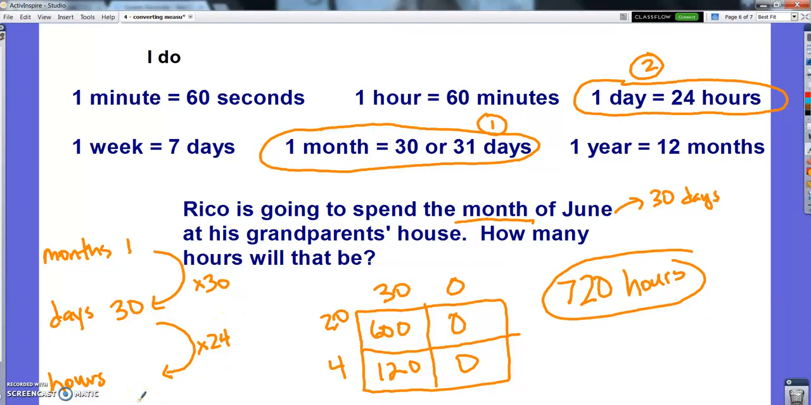It's not as easy and simple as the metric system, unfortunately. King Henry is pretty nice. The metric system's real easy and fast to convert. Once you get to the customary system, it takes a lot more math. But it's still the same idea, so hopefully not too bad.